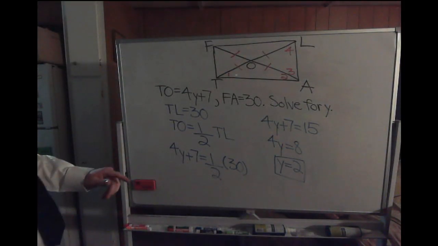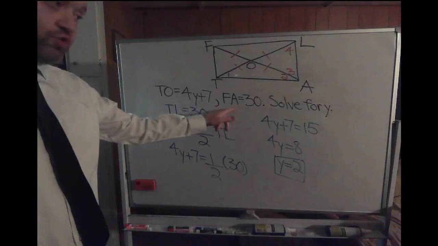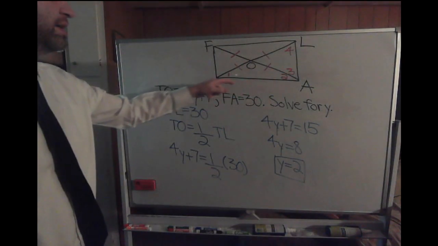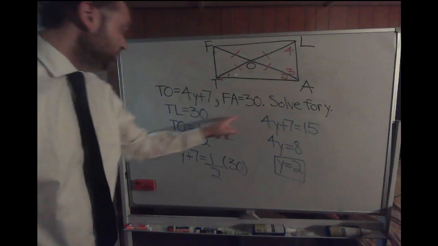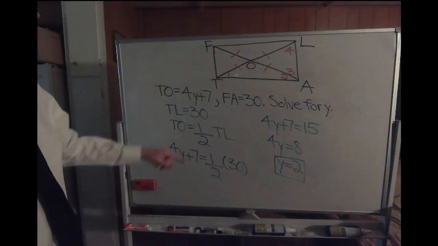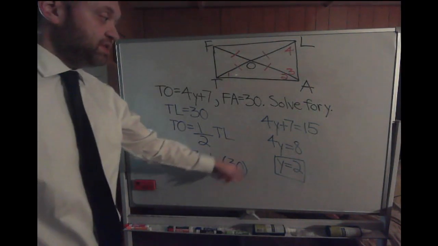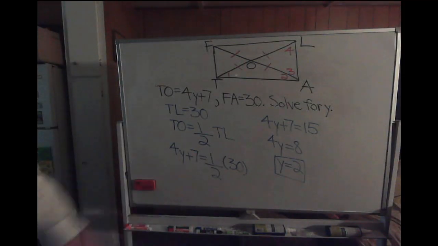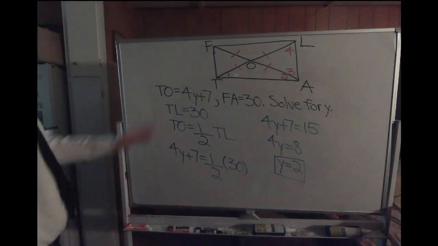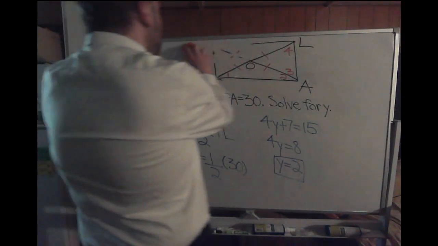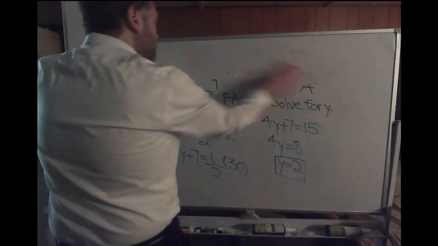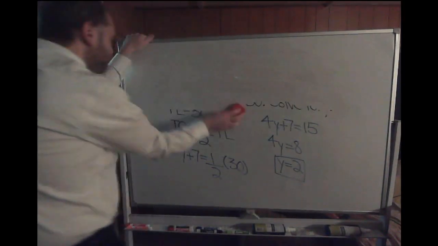So we started with the fact that we were given our measurements. If FA is 30, and this is a rectangle, that means TL is also 30. Well, TO is clearly half of TL, so then you just substitute the values in, and you come up with the fact that y equals 2. So some of these problems can look intimidating, but when you really understand these theorems, they're really not that bad.